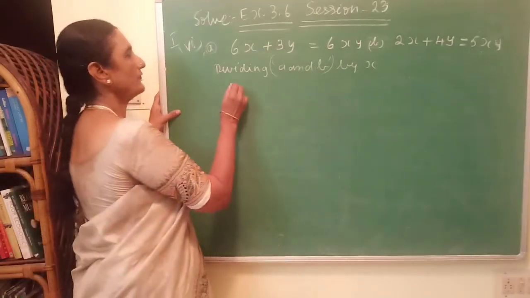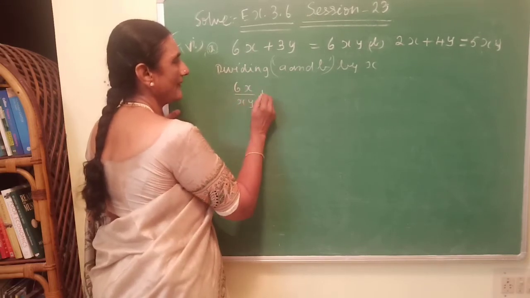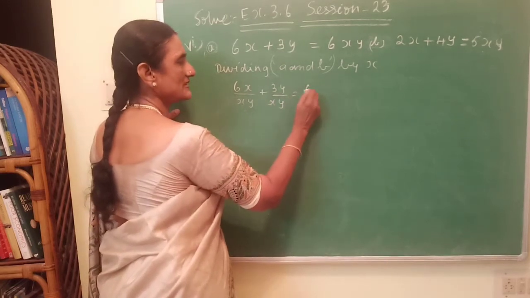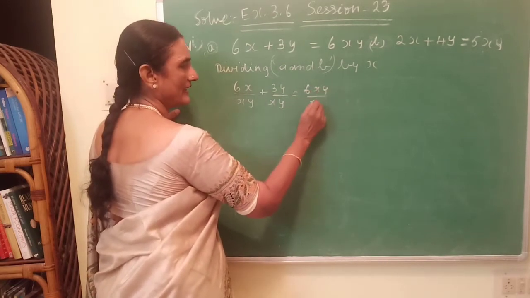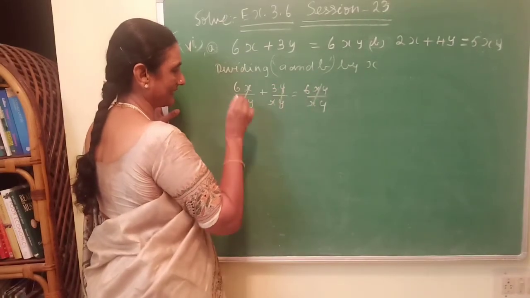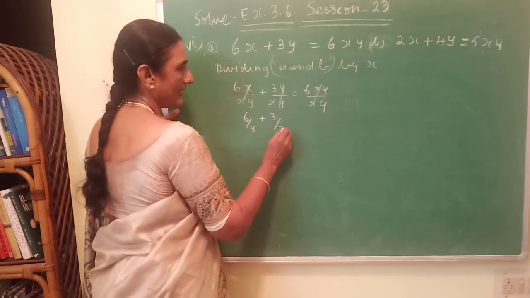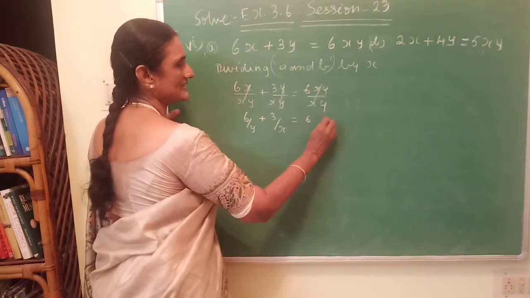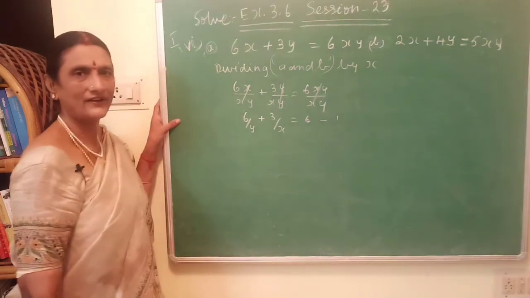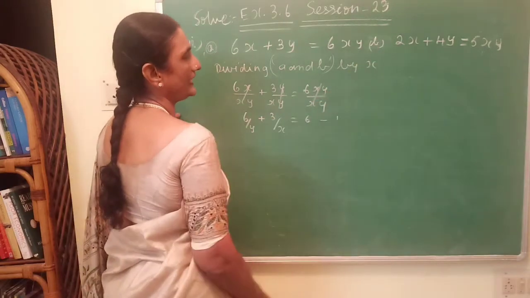If you do so, you will get 6x by xy plus 3y by xy is equal to 6xy by xy. Here xy completely gets cancelled, here y gets cancelled, here x gets cancelled. So we will get 6 by y plus 3 by x is equal to 6. Let us name this equation 1. Are you understanding? Is it clear to you? Now come to the b equation.